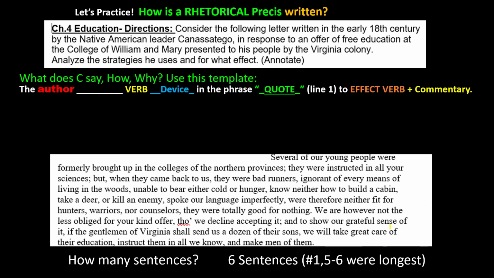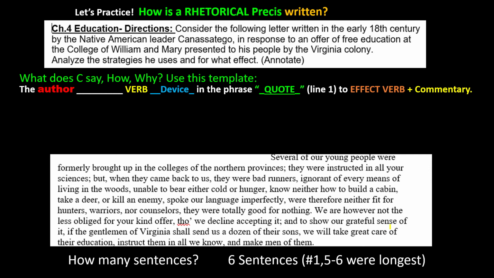It says, "Several of our young men were formerly brought up in the colleges of the northern provinces. They were instructed in all your sciences. But when they came back to us, they were bad runners, ignorant of every means of living in the woods, unable to bear either cold or hunger, knew neither how to build a cabin, take a deer, kill an enemy, spoke our language imperfectly, were therefore neither fit for hunters, warriors, nor counselors. They were totally good for nothing." That's a very long sentence. "We were, however, not less obliged for your kind offer, though..." Now, I'm going to stop there.